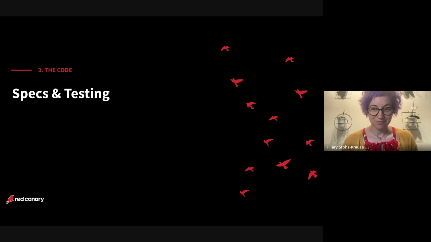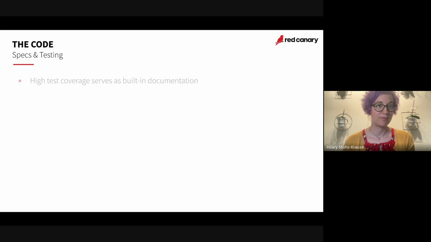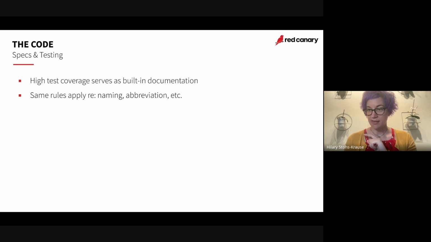Specs and testing. How do we make our specs and testing more accessible? So high test coverage serves as built-in documentation, which makes our code base literally more accessible to people because they have more than one way to dig into it, learn more about it, get familiar and comfortable with it. Test coverage and documentation are also great for a variety of focus or concentration issues, right? Same rules apply that we've talked about above. Use semantic naming, avoid abbreviations, etc.